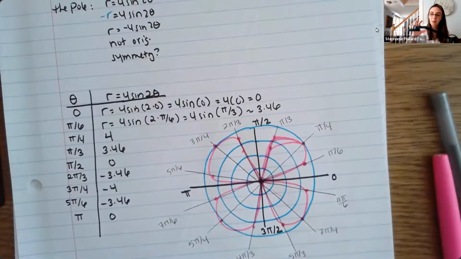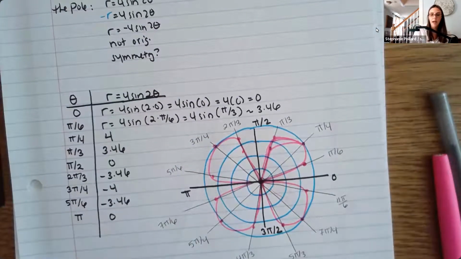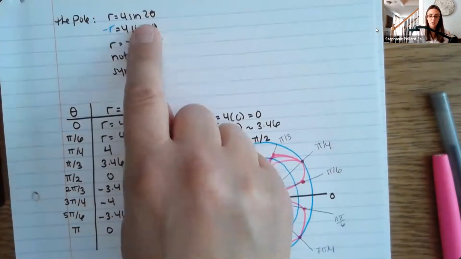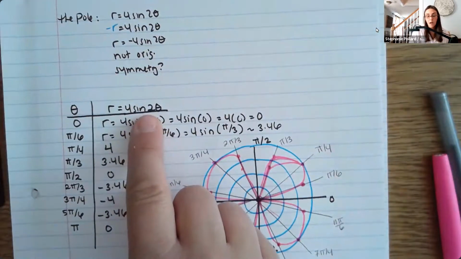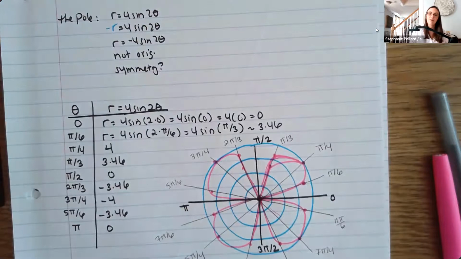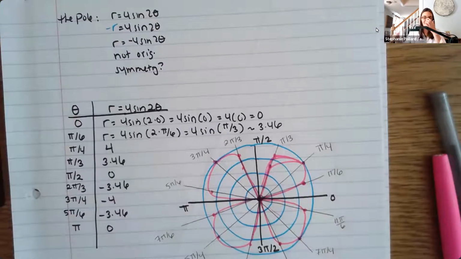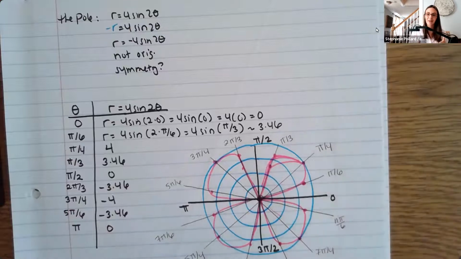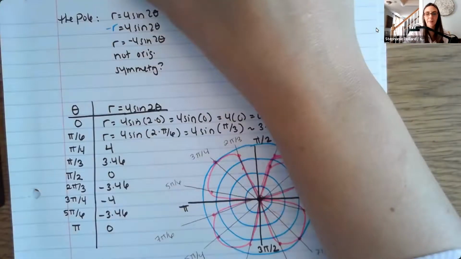But if you're not comfortable with that, just keep making your table through 2 pi, and you'll be able to find those other petals. So here, notice that I had a 2 theta. 2 is even, and obviously 2 times 2 is 4. So that's why I see something with 4 petals here for my graph. Now, these are pretty tricky to graph. I will tell you that you can use technology to check your work, which I highly encourage. So let me go ahead and show you that.